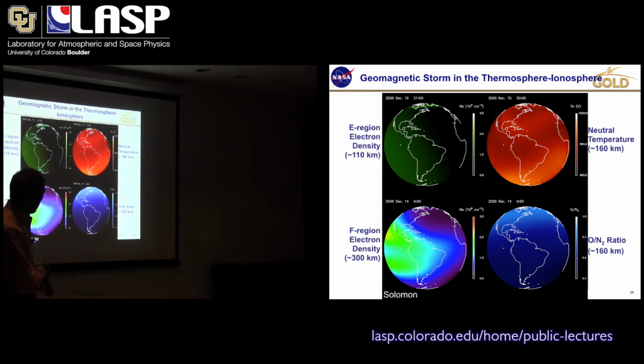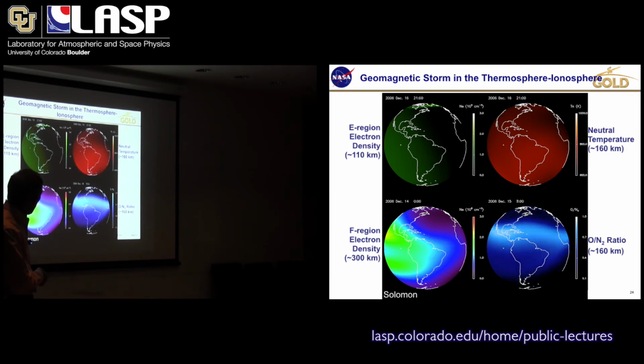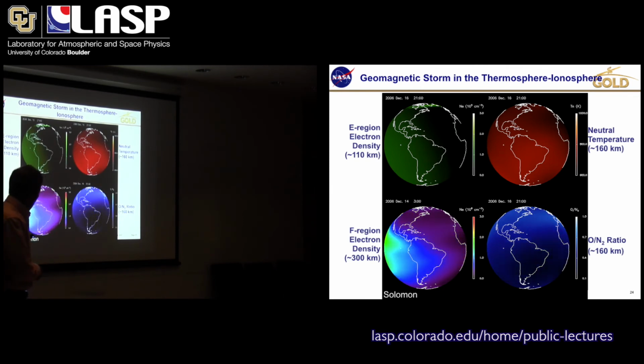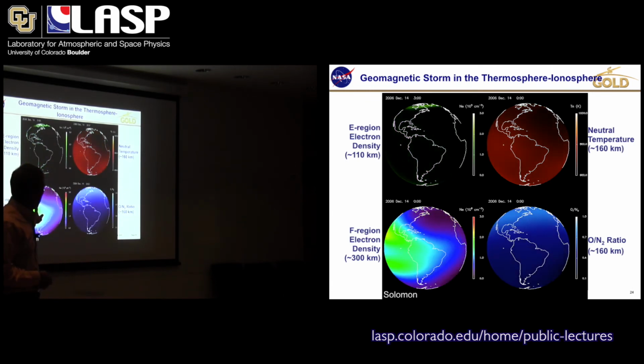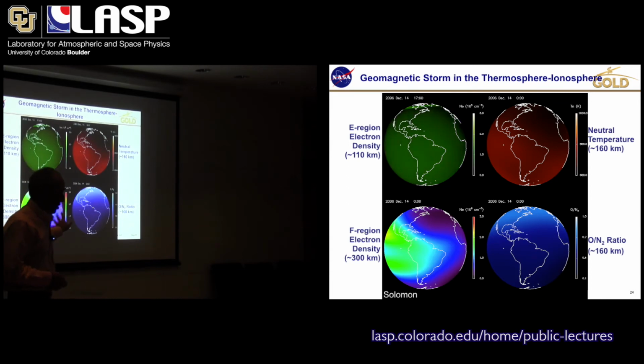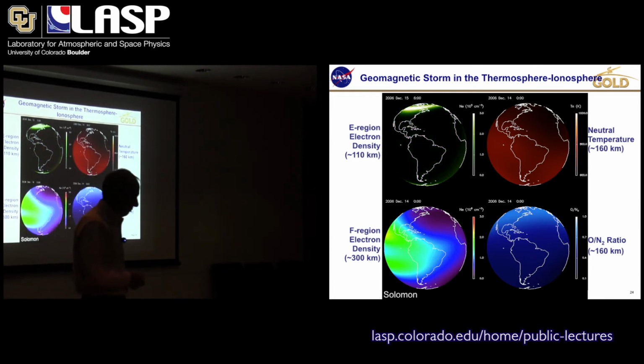The neutral temperature goes wild during the storm, and quiets down after the storm. And we can look at the O to N2 composition ratio. Again, lots of activity, lots of changes during the storm. And finally, look at the electron densities in the F region. At night, we'll be able to see these emissions from this region. That's what we're looking at at night. In the daytime, it's there, but it's just a contribution to the signals we get.